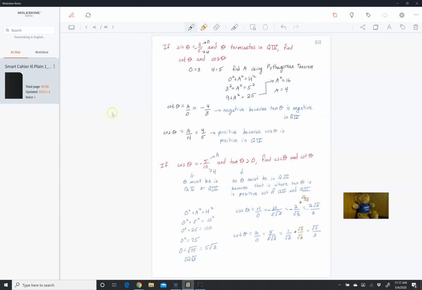Okay, so I'm not going to do a lot of examples here because we've done it. What this piece does is it tells us which quadrant we terminate in.